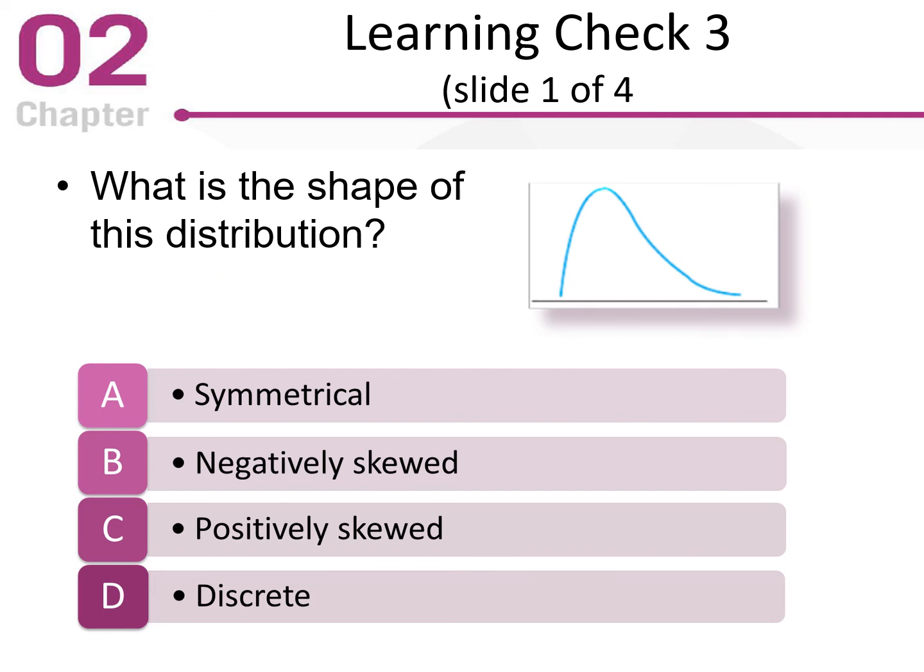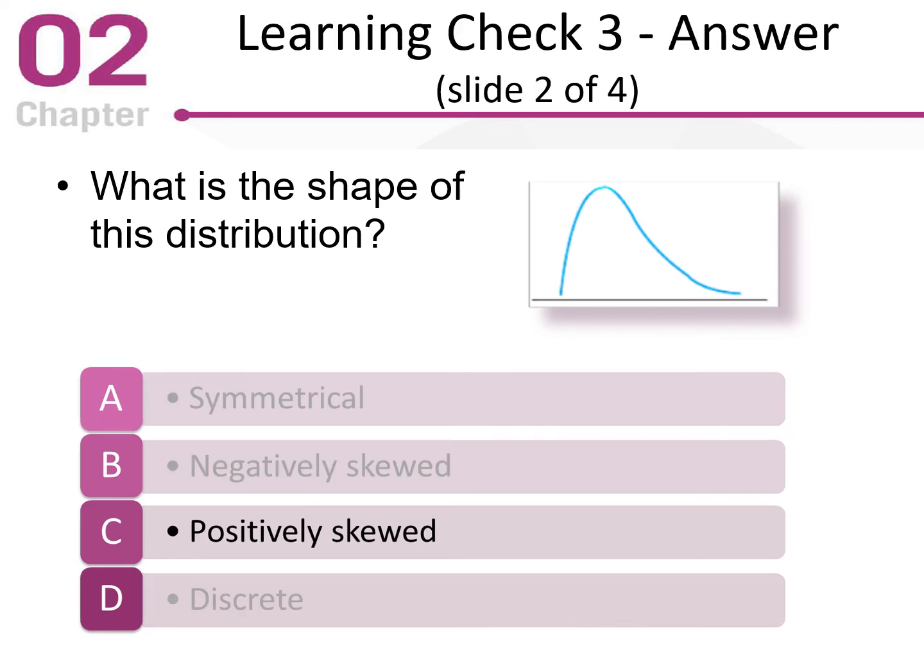So let's look at this curve. You see the curve here, the tail goes to the right. If the tail is to the right, it's always going to be positively skewed, tail to the right. And that's the answer.